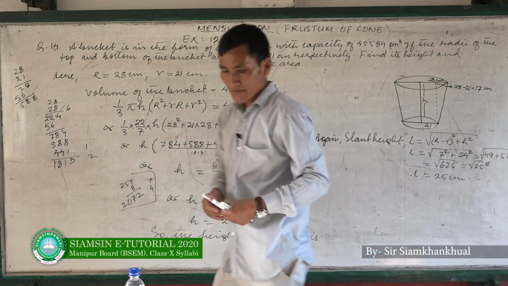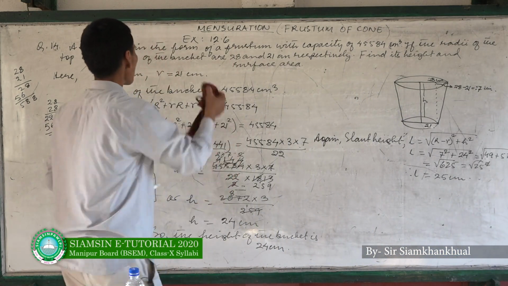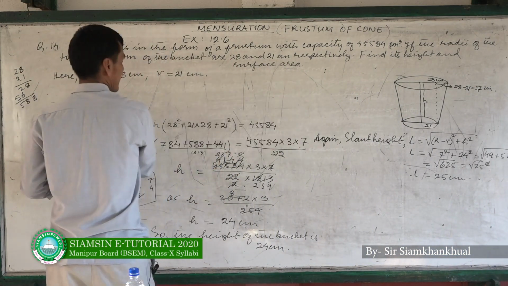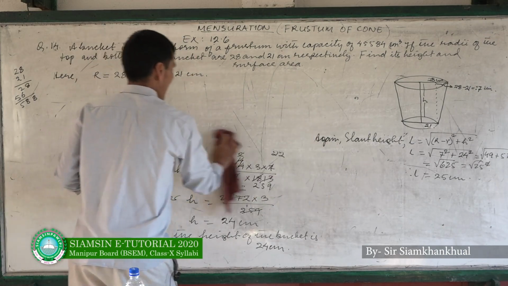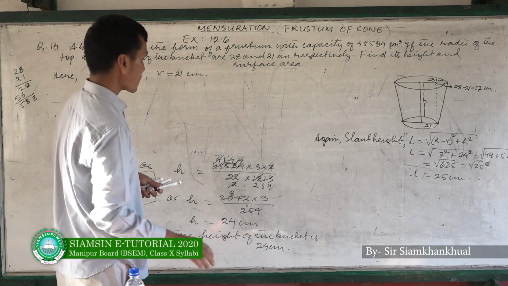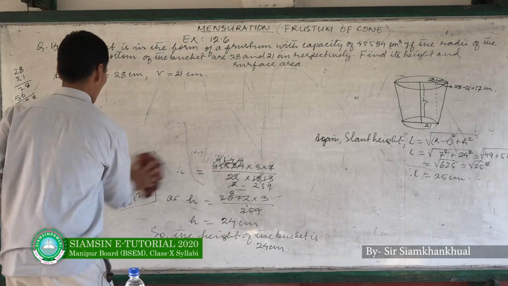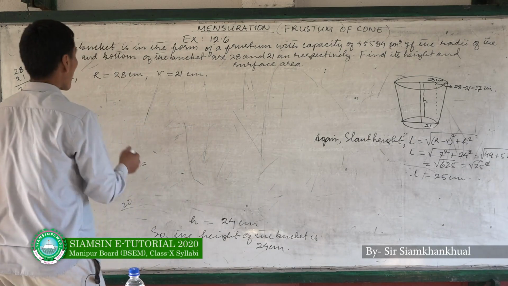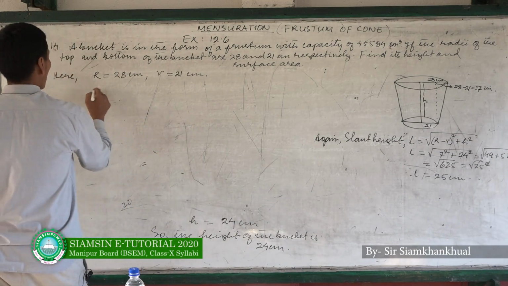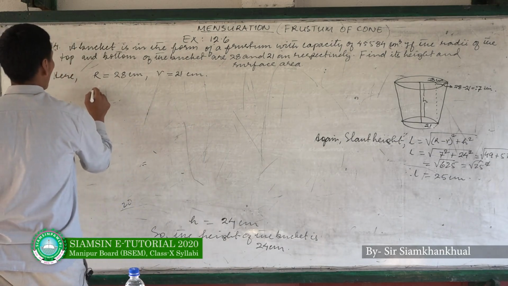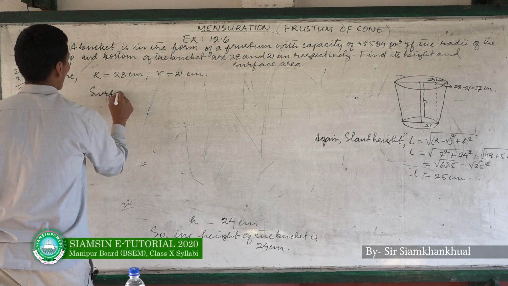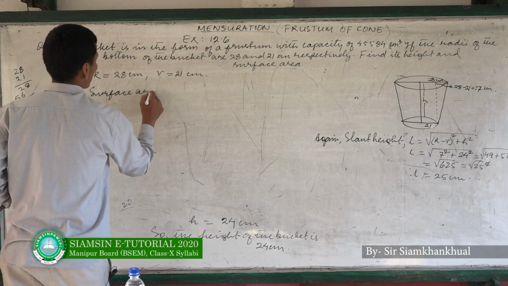Now that we have the slant height, we find the surface area of the bucket.